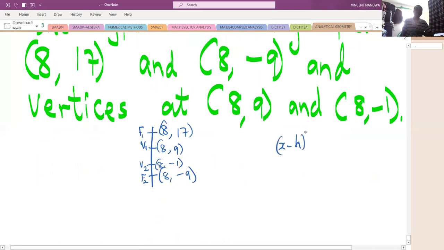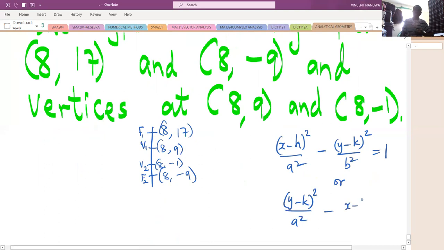So what comes into your mind, you should know that in this question we either have (x minus h) squared over a squared minus (y minus k) squared over b squared equals 1, or we have (y minus k) squared over a squared minus (x minus h) squared over b squared equals 1. So the first thing is to find the value of h and k.